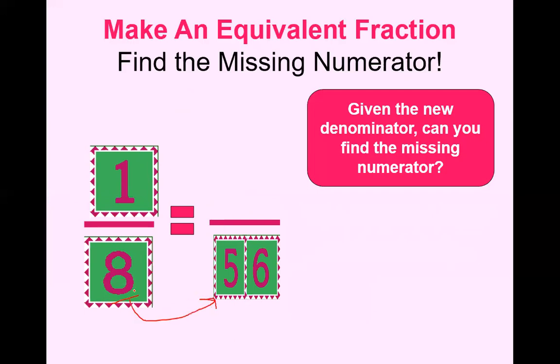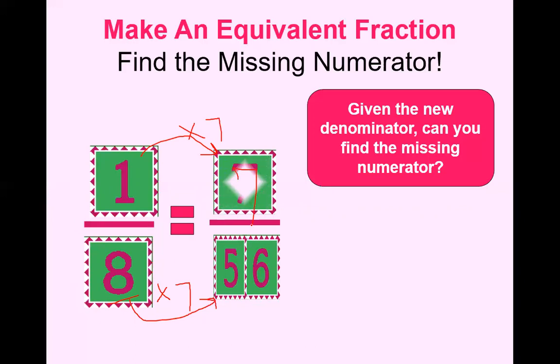So it will go, how many times will it be 56? 8 times. 8 7s are 56. So we have to multiply the top number by 7 also. So this will give you 1 7s are 7.